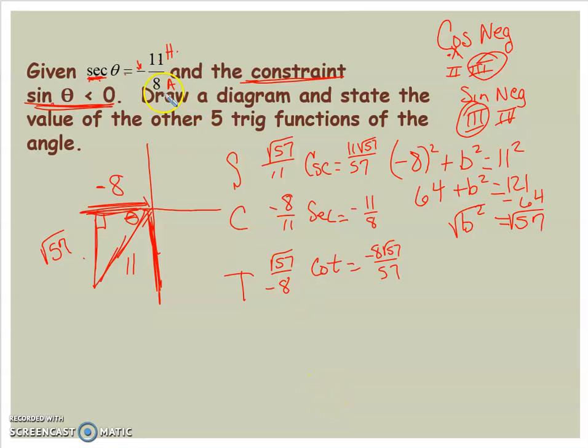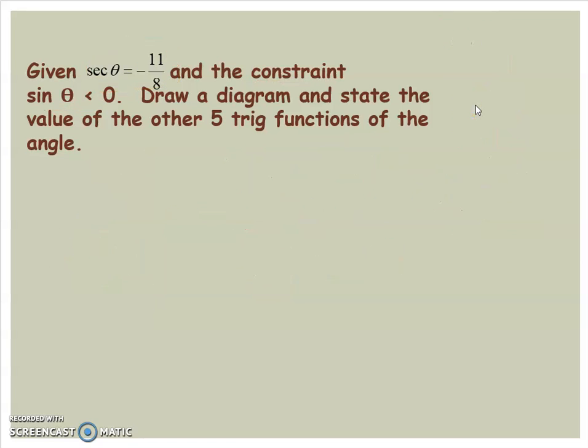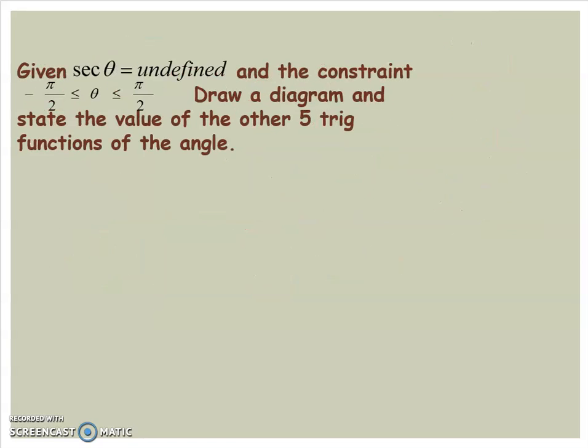Alright, so you have one restraint here, secant has to be negative, and another restraint here, sine had to be negative. We want to look to see where they are, or what quadrant they have in common before we plot it. Okay, so let's look at the next one. Alright, we have two constraints.